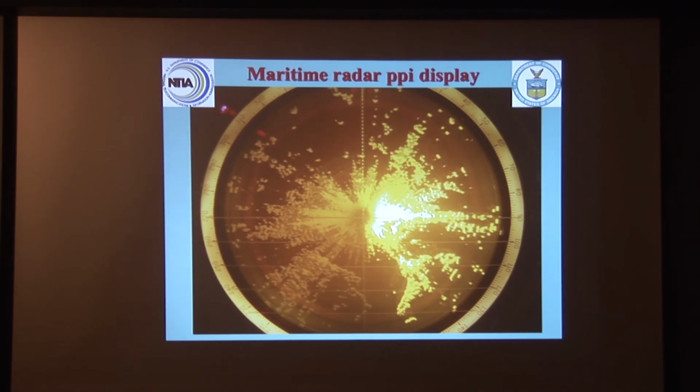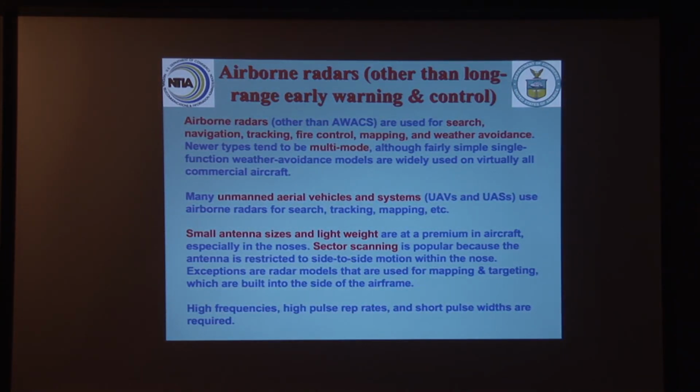This is what a maritime radar display looks like. A lot of clutter on this display, but they're beautiful. They're beautiful for seeing coastlines, debris in the water, buoys, which are generally equipped with reflectors, etc.